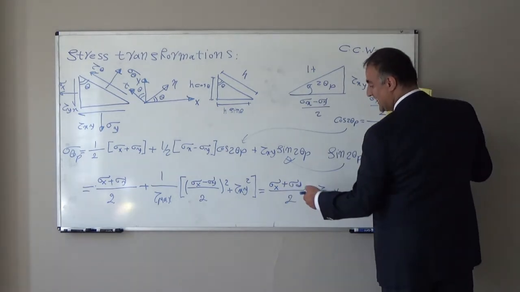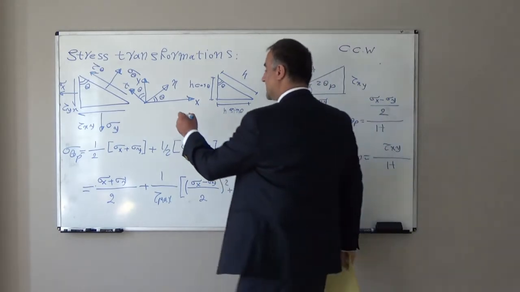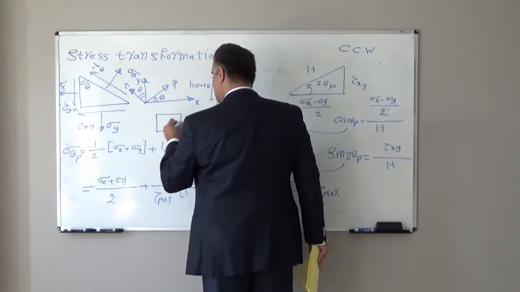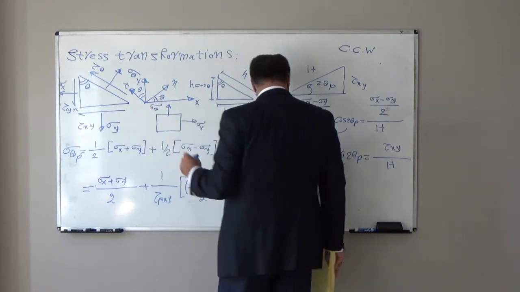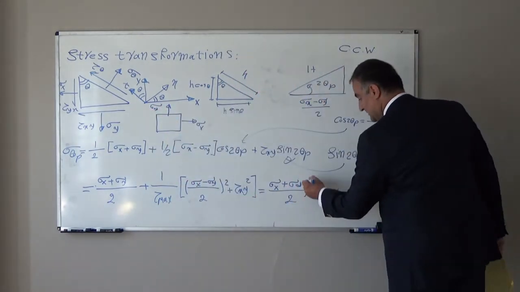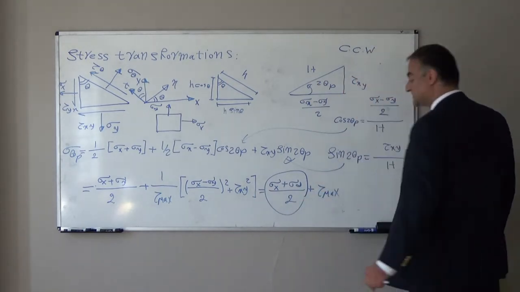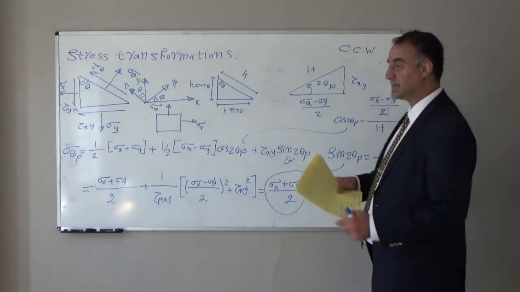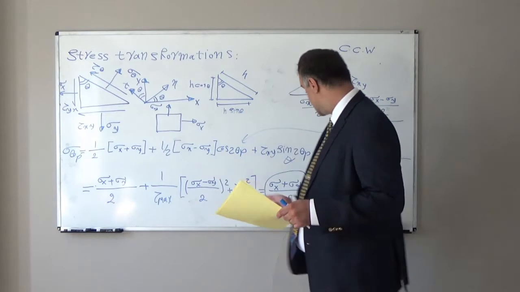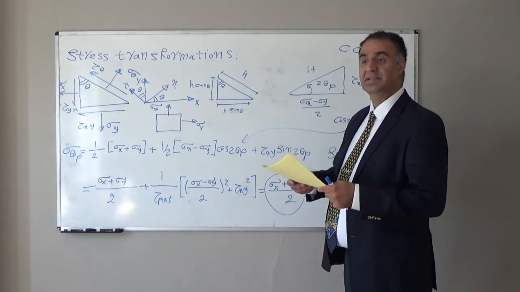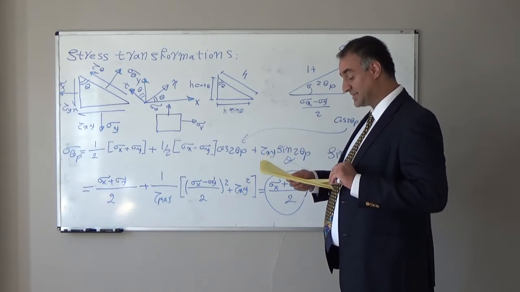This is the average of the normal stress on both sides of the stress element, sigma x and sigma y. They call this term mean stress. So mean stress plus maximum shear stress will give us maximum normal stress. If instead of adding, we deduct, we will find the minimum. If this is negative, we will find the minimum normal stress.